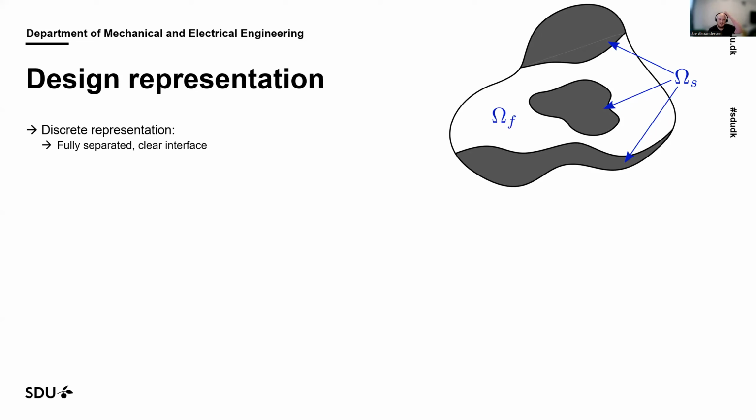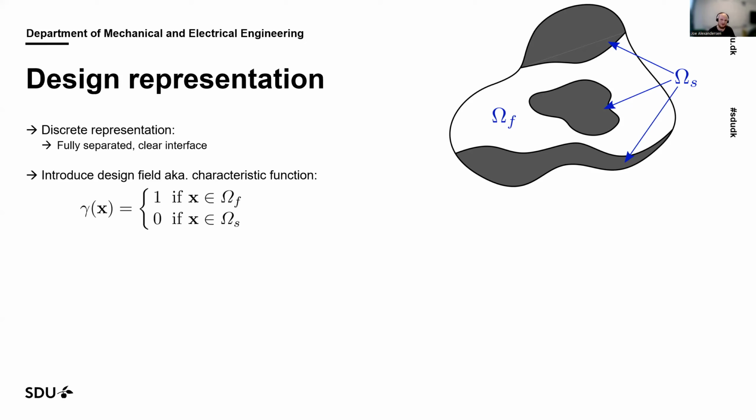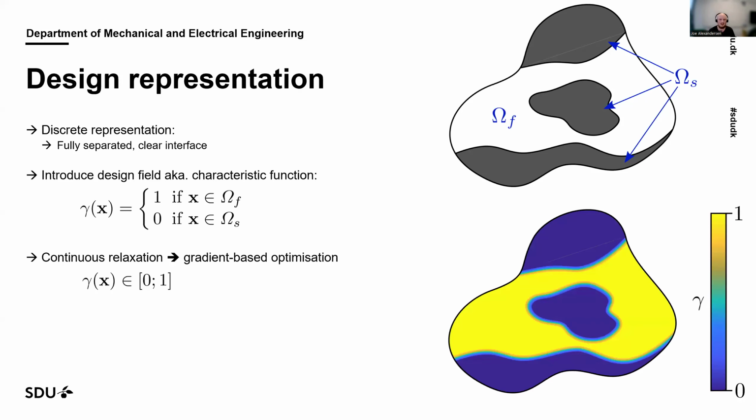In ideal cases, these are fully separated, well-defined, with a clear interface. But then what we do for topology optimization using the density-based approach is we introduce a characteristic function which we relax. So instead of being 0 or 1, it is somewhere between 0 and 1. And this allows us to use gradient-based optimization methods, which have proven very, very powerful in this context.